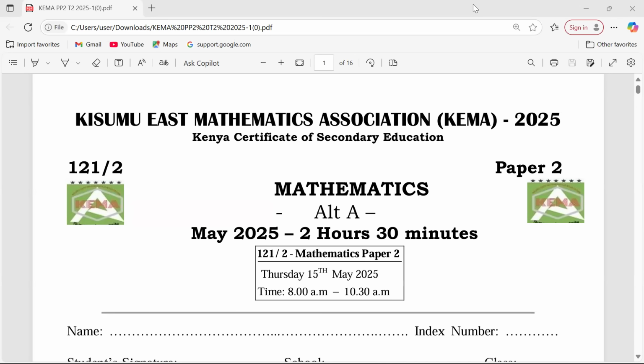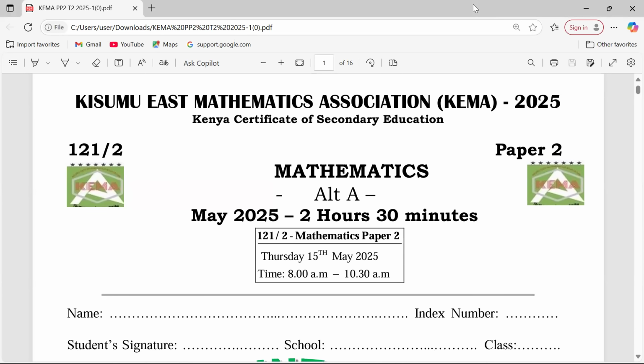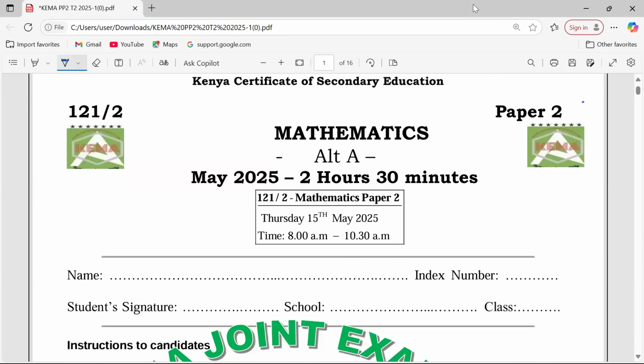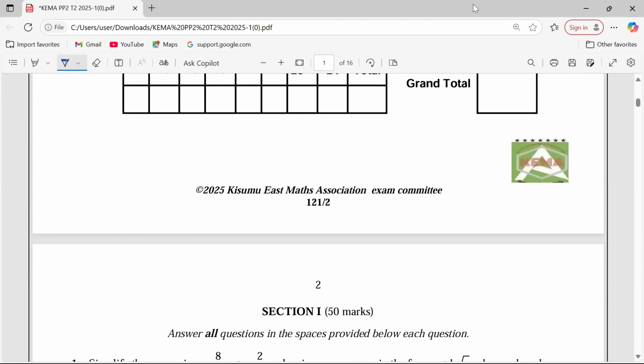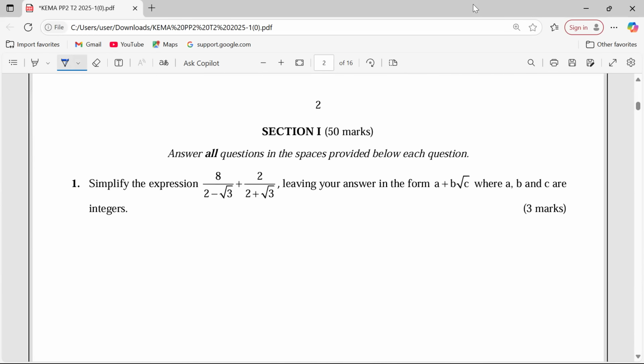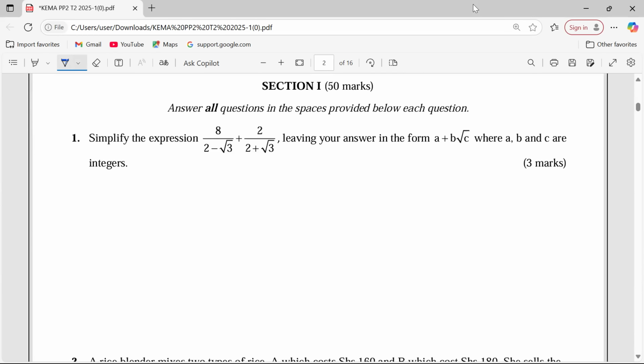We're going to discuss the Kisumu East Mathematics Association, that is the KEMA 2025 examination. This is the exam which was done in May 2025. So we're going to look at the questions bit by bit so that we may see what the examiners expected in this paper.